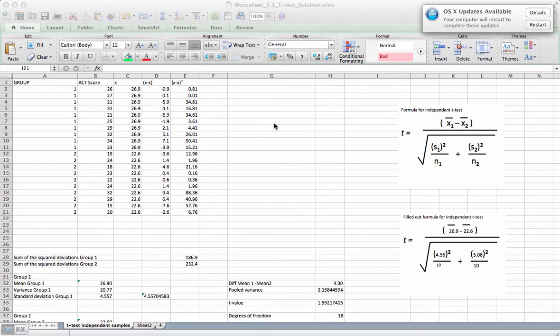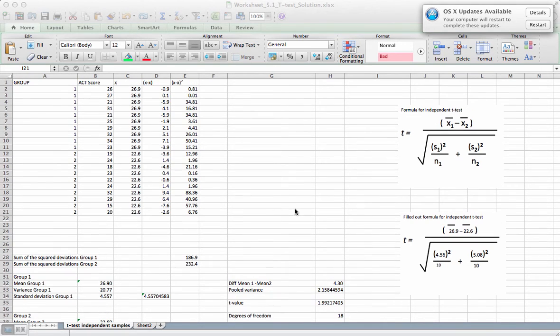For the independent samples t-test, we're looking at comparing two groups. The formula shows you that you calculate the mean of group 1 minus the mean of group 2, so the mean difference here, over the square root of the standard deviation of group 1 squared divided by the sample size of group 1, plus the standard deviation of group 2 squared divided by the sample size of group 2. This whole term is being square rooted. So that will give you the t.